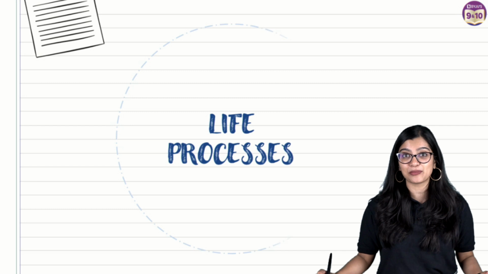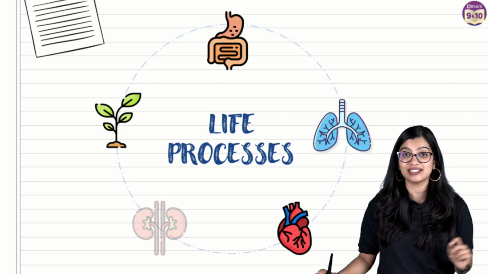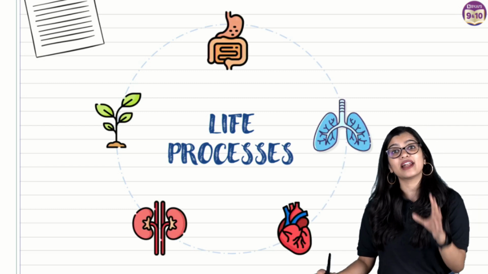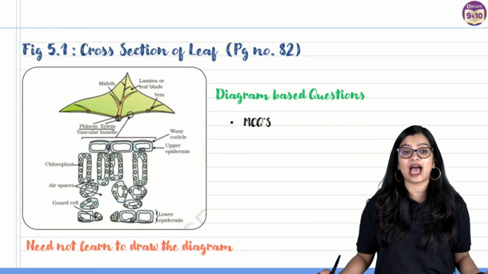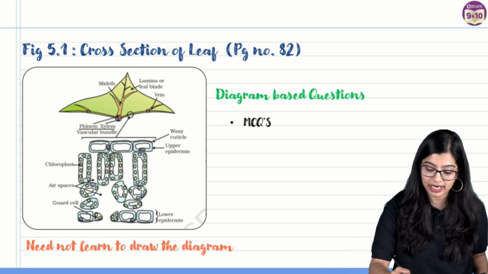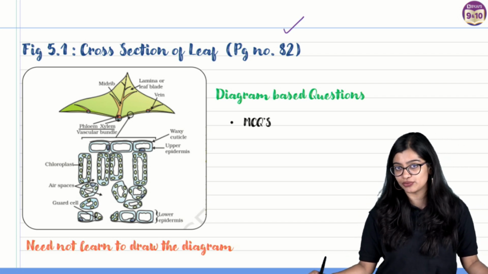Now, the first chapter that we're going to discuss, of course, is the most important chapter, that is life processes. And we know that there are various diagrams that are there in this particular chapter. So the first diagram that we have is figure 5.1 in page number 82. That is the cross section of the leaf.